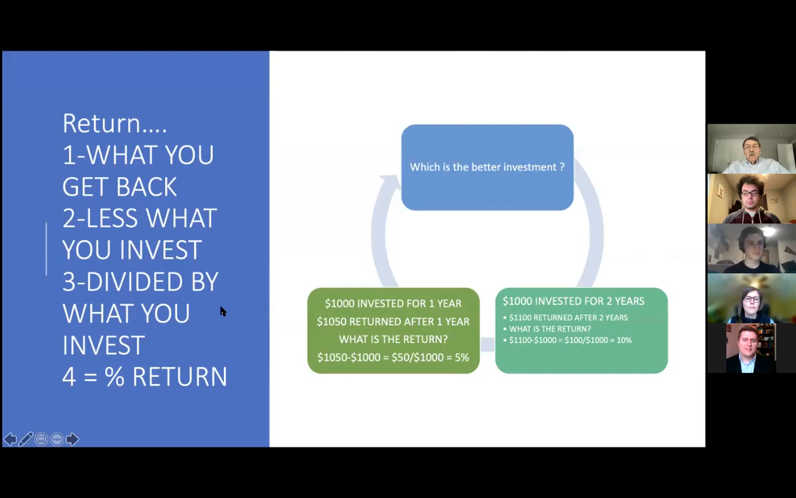Okay, so when we talk about return, what are we talking about here? So the return is you invest $1,000, how much do you make on it? And then what is the percentage of that? So in the example here, you invest $1,000 for a year. After a year, you sell that investment and you get $1,050. What is the return? Okay, it's what you sell it for less what you paid for it. So it's $1,050 less $1,000. So you had a $50 return on a $1,000 investment. So your return on investment is 5%.